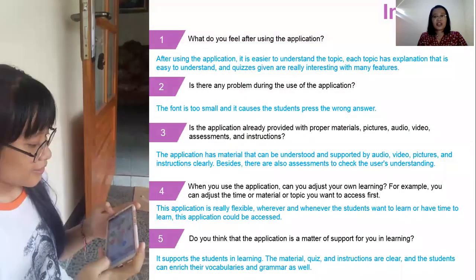To support the questionnaire, we also conducted an interview. There are 11 questions in the interview. It was about whether the application supports the students to be autonomous learners. As we can see on the slide, question number 4: when you use the application, can you adjust your own learning? For example, you can adjust the time or the material or the topic you want to access first. They say that this application is really flexible. Wherever and whenever the students want to learn or have time to learn, this application could be accessed.